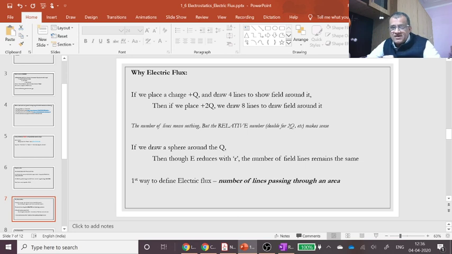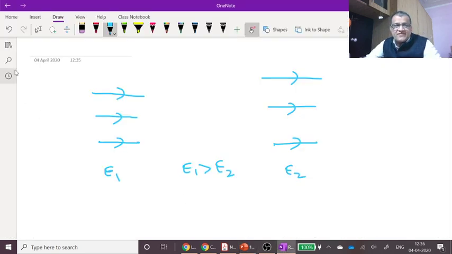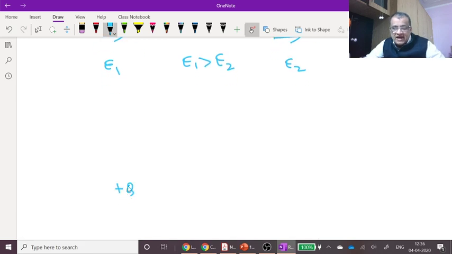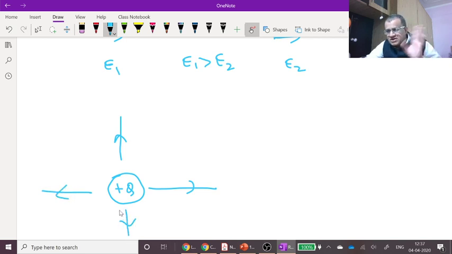If we place a plus q and we draw 4 lines around it, say for example, I have a plus q and I am showing field lines around it, and I draw, for example, 4 lines. Now I need to clarify that these lines are not there. Hermoine, Aritra, good afternoon. If I draw these lines around a positive charge, these lines don't exist. It is just a way of understanding.